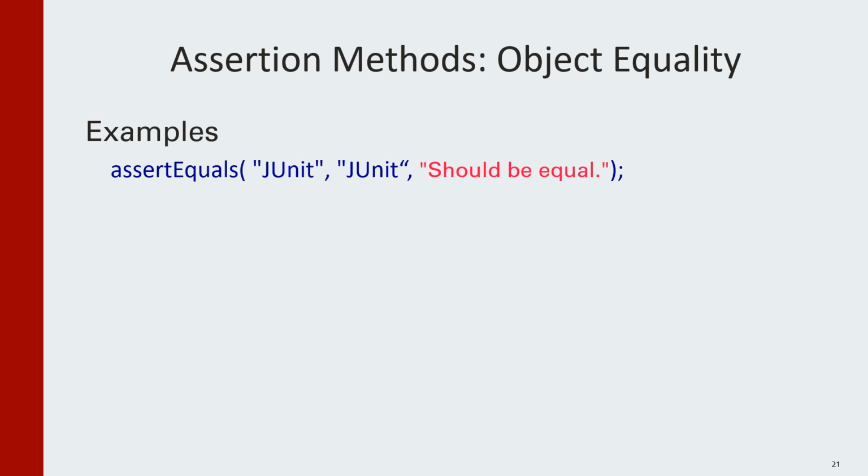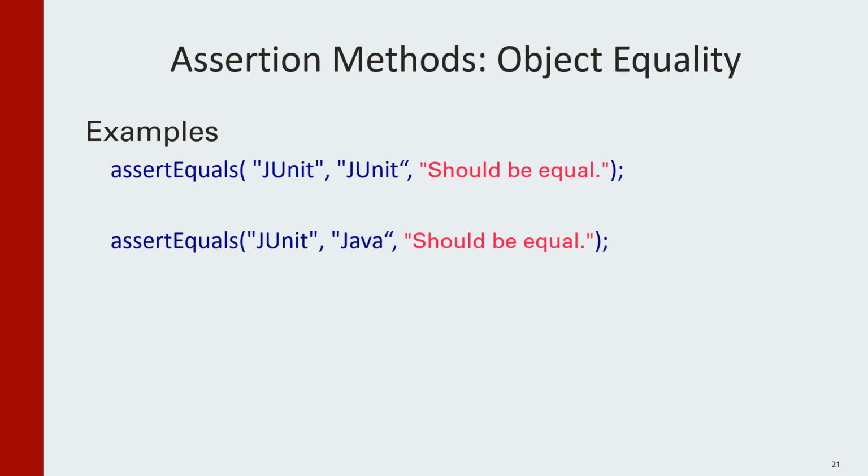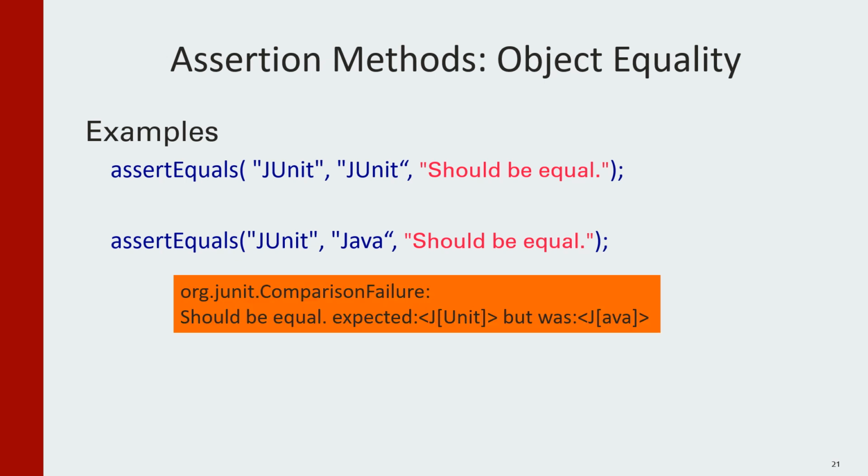Here we have assertEquals, and then I have two strings, JUnit and JUnit, and they should be equal. You can also try to do JUnit and Java, which are not equal strings, and just say they should be equal. Well, this is going to make the test fail. And JUnit will tell you that it should be equal: I expected JUnit, but it was Java, right? It's actually going to point out to you that these are not equal, and it will say what it expected and what was the actual. So that is for when you want to use assertEquals when you're using strings.